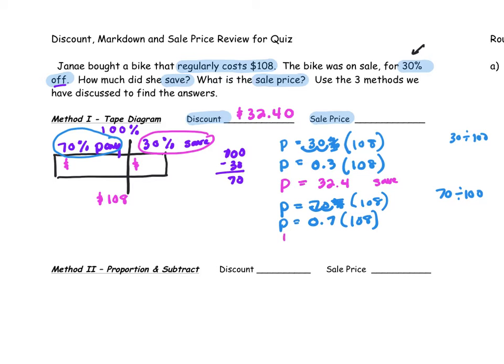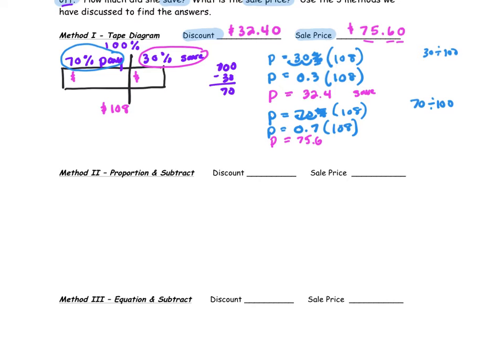And the answer is P equals 75.6. So that's the amount that's going to be our sale price. But again, since this is money, we're going to write it as $75.60 because we need dollars, dimes, and pennies. So those two numbers, if you want to check on your calculator, should add up to 108, and they do. So we already know our answer, and we expect to get the same answer each time. We're just going to use a different method.